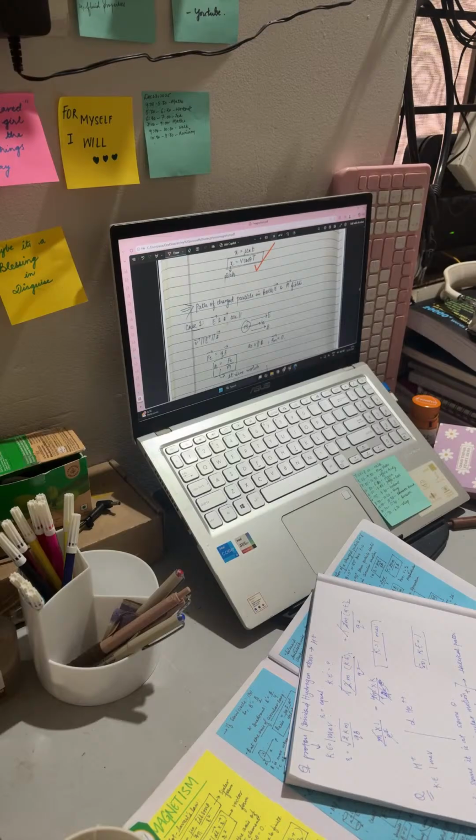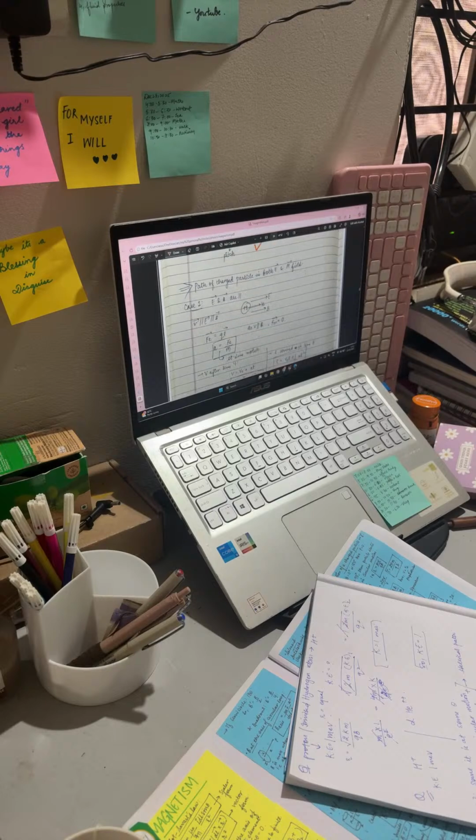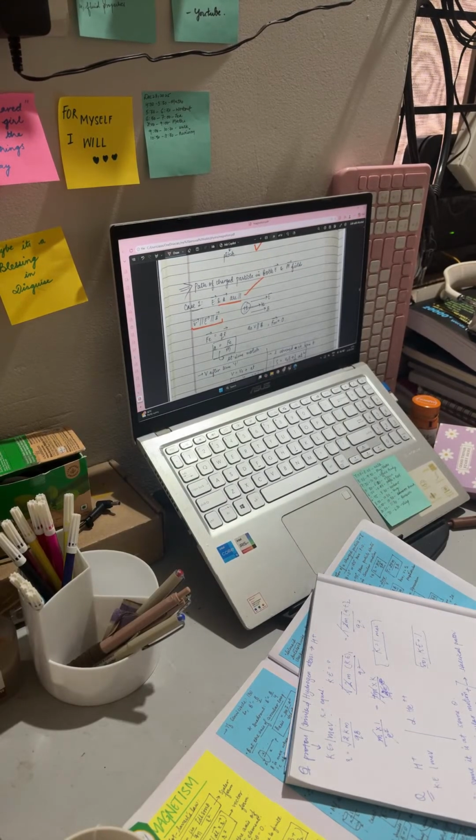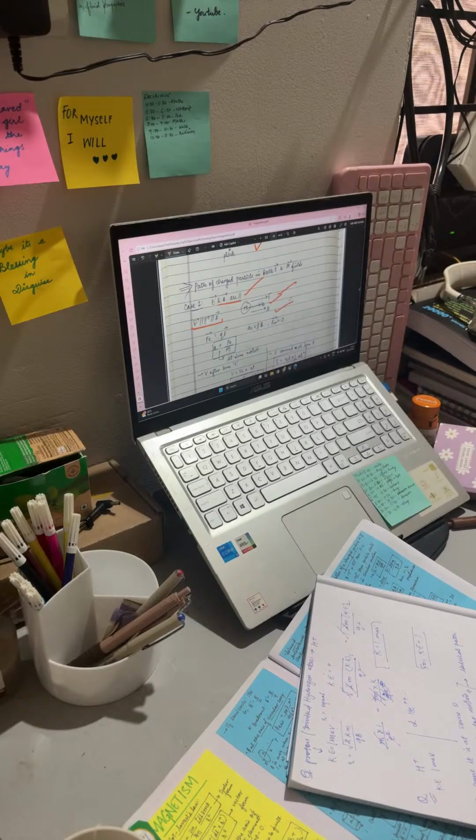Next is the path of a charged particle in both electric and magnetic fields. If the electric field and magnetic field are parallel, then V will also be parallel to both the electric field and magnetic field. So if we have a positive charge, E, B and V, all three are parallel. So what will happen in this case?